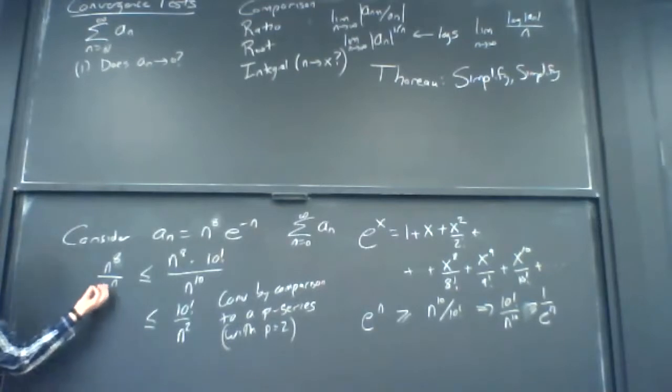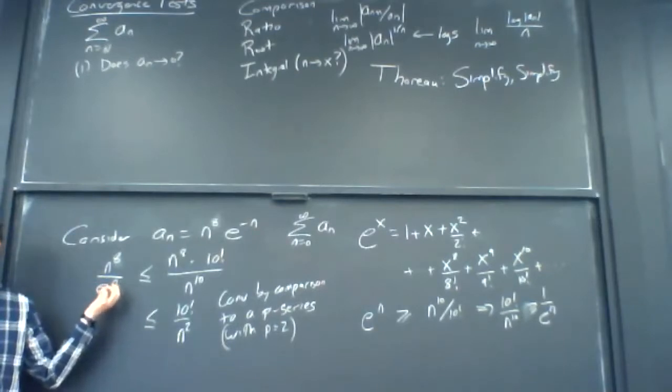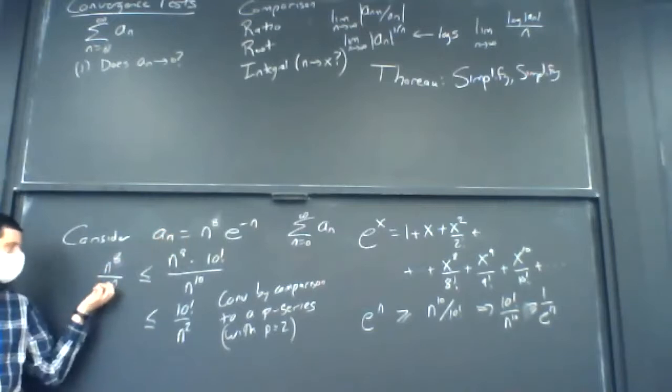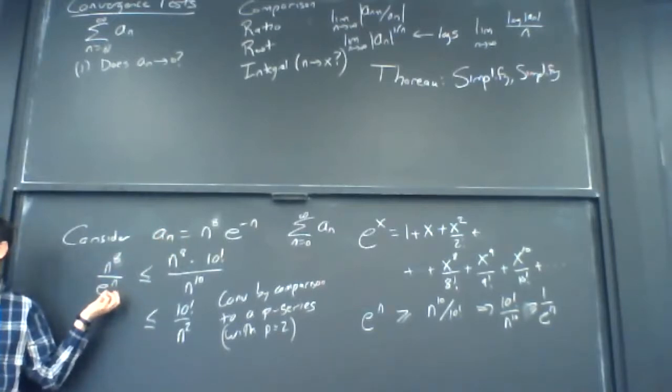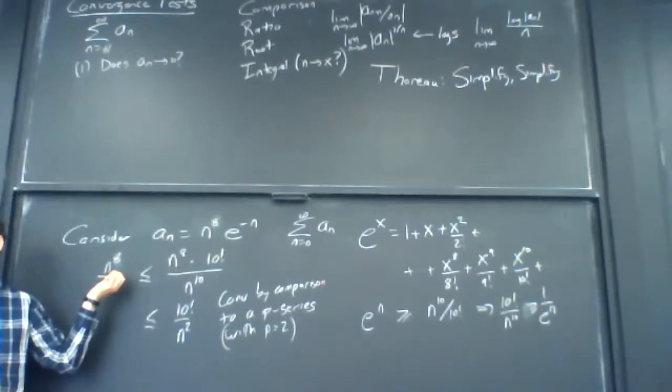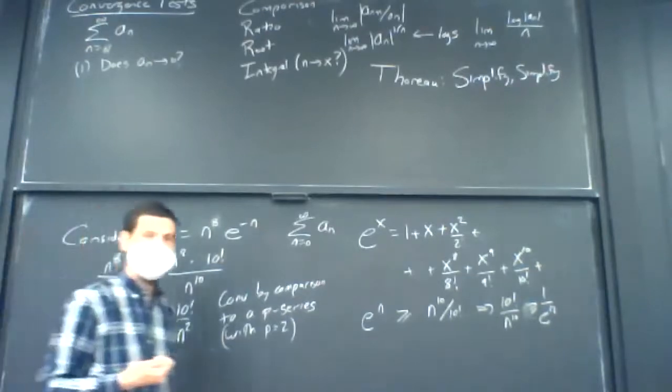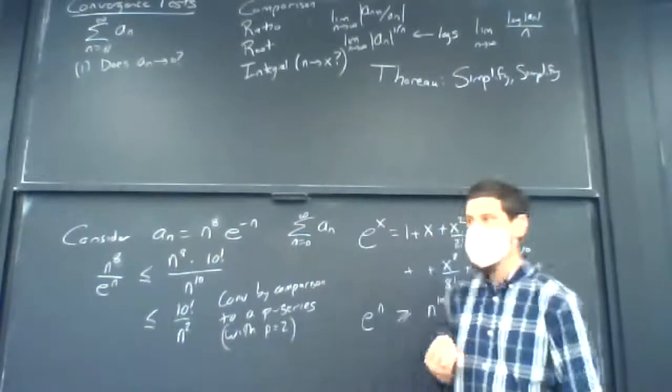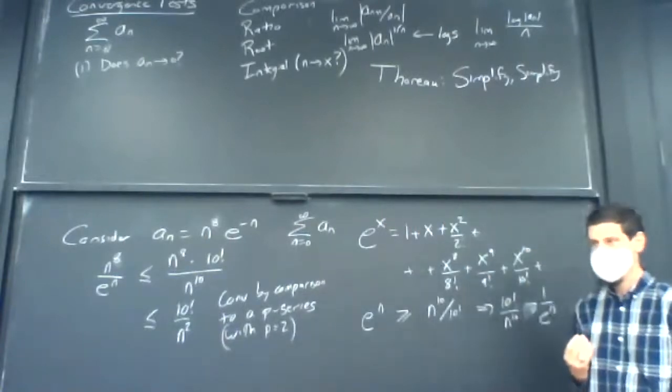And the idea is I have a lot of decay with e to the negative n. I have a lot of growth in the denominator with e to the n. I just need to go far enough to kill the n to the 8. So that's one way to do this problem. Any other questions on this one?